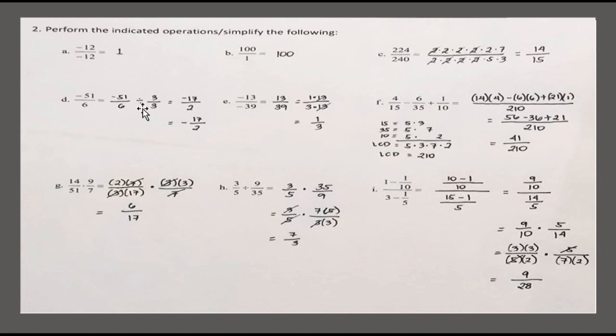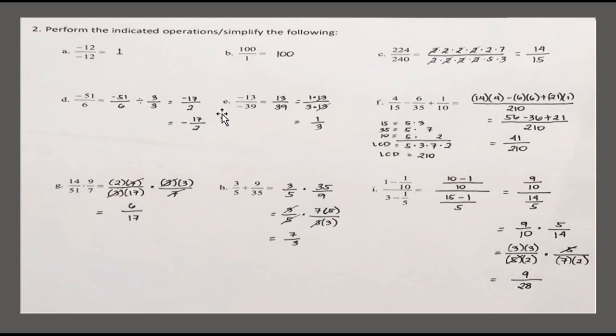So, if we divide the numerator by 3 and the denominator by 3, negative 51 divided by 3 is negative 17, and 6 divided by 3 is 2. Then we copy the sign. Since ang numerator naman ang negative, the whole fraction is negative. So the answer is negative 17 over 2.